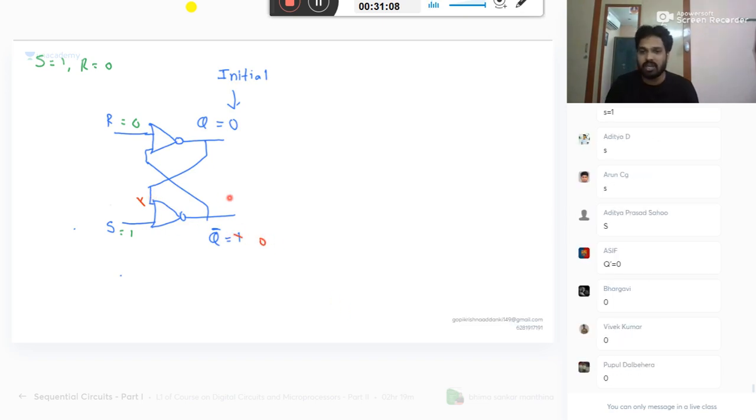So the initial value doesn't matter for me. Initially 0 1 or 1 0, it doesn't matter. Immediately I get 0 here. That 0 will come here. It is like an inverter. 0 bar is 1.